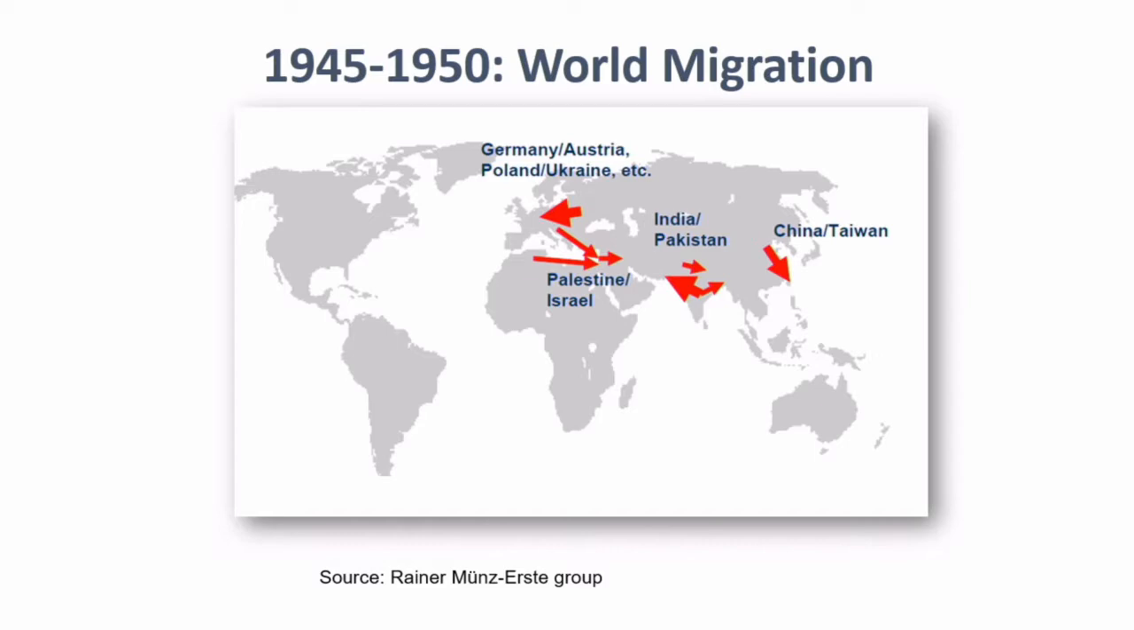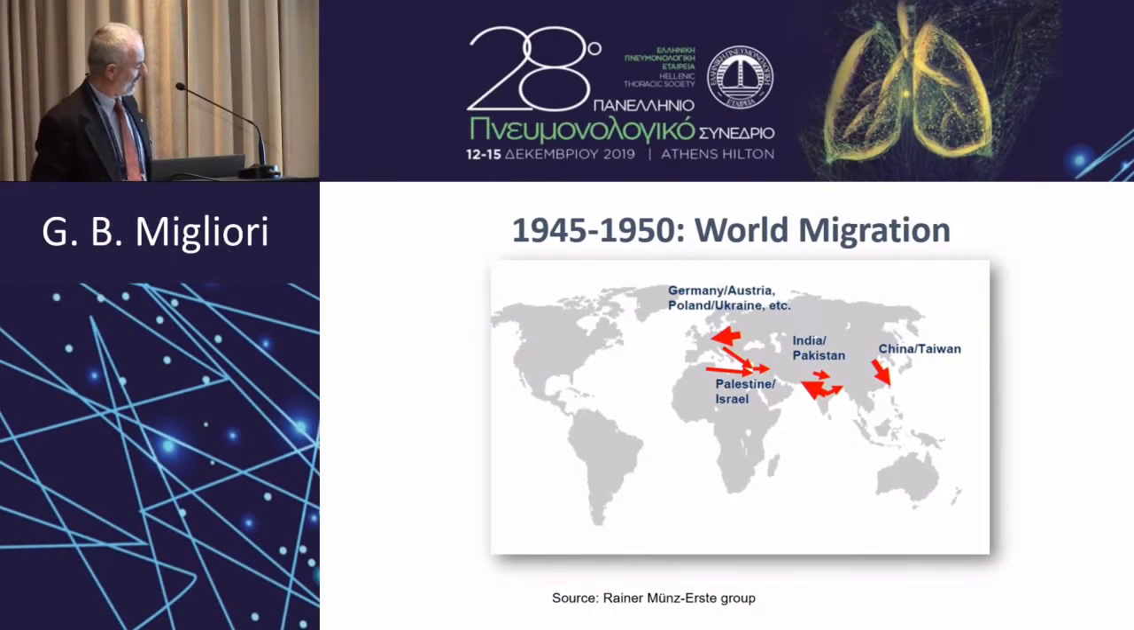And this was the big migration after the Second World War that still has influence. We still see it in the strains and the molecular epidemiology. So the big migration from former Eastern Europe to Western Europe, to Israel, very much.